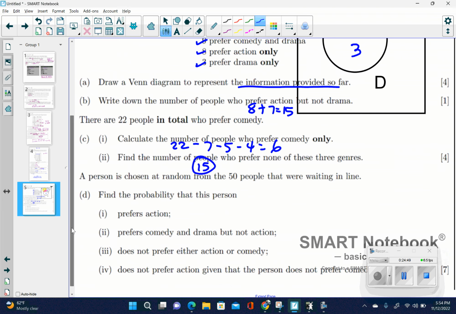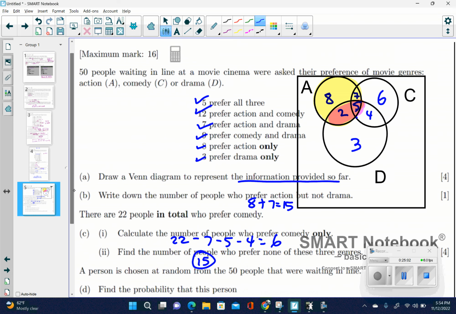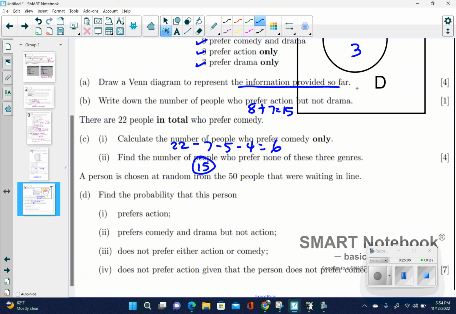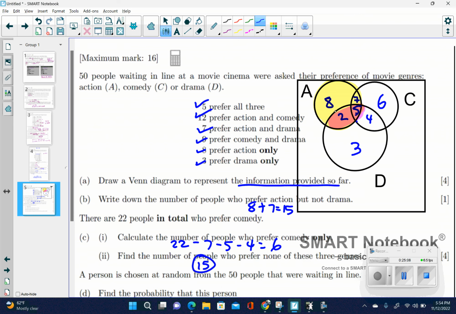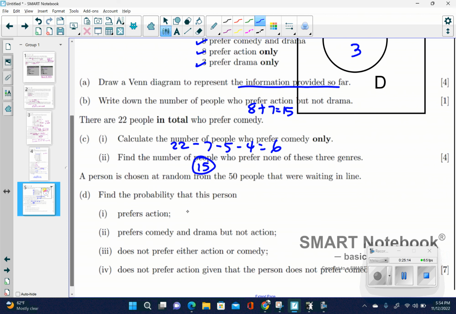A person is chosen at random from the 50 people that were waiting in line. Find the probability that this person prefers action. So we're looking for the total number of people that prefer action. If we add that up, 8 plus 7 plus 2 plus 5, that's going to be 22 out of the 50 that prefer action.